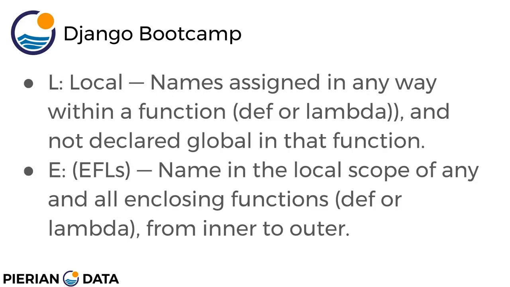The local level are names assigned in any way within an actual function. That includes a def function or a lambda expression, and they're not declared global in that function, meaning they don't use some sort of global keyword call. Then we have the enclosing function locals, and that's names in the local scope of any and all enclosing functions, def or lambda expressions, from inner to outer. That has to do with functions within other functions.